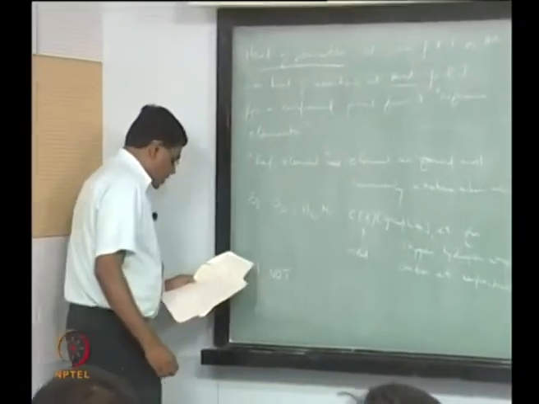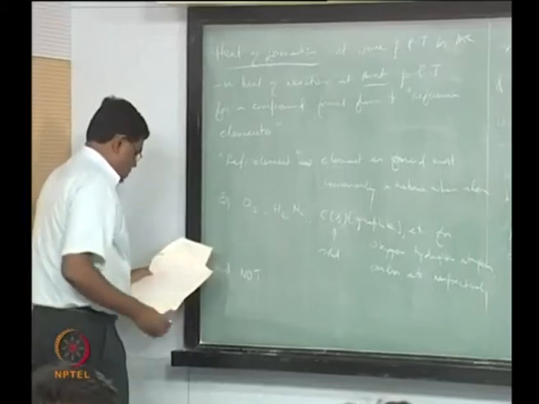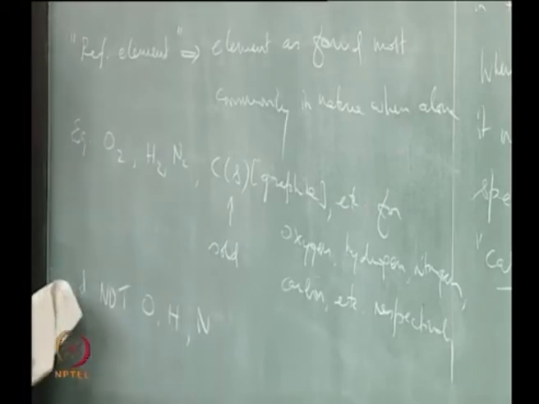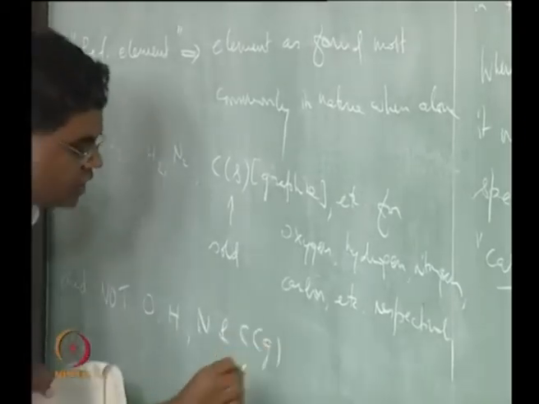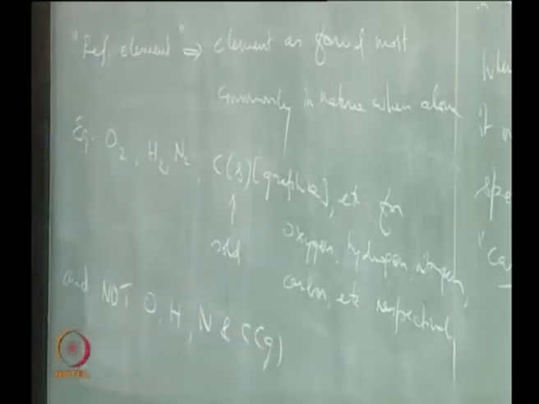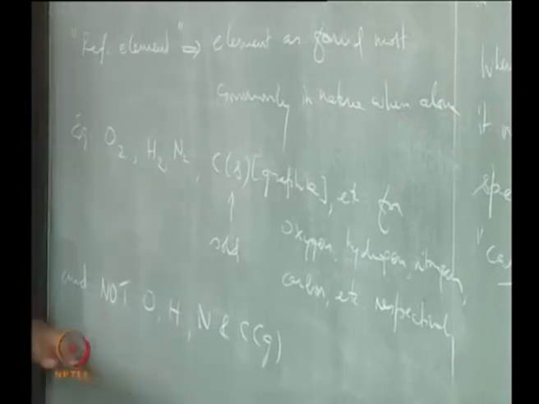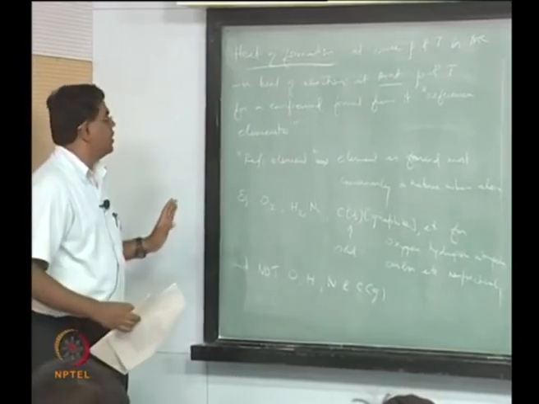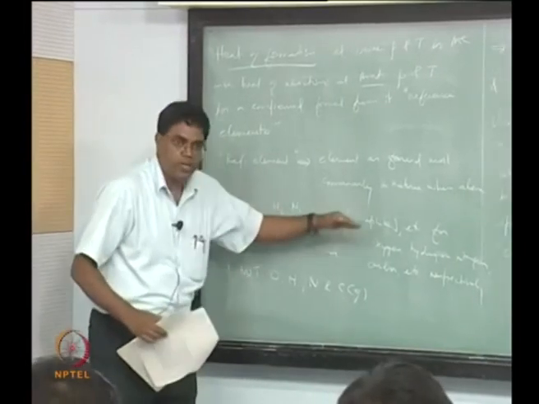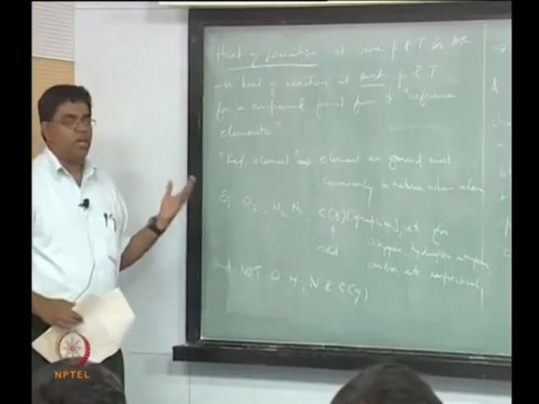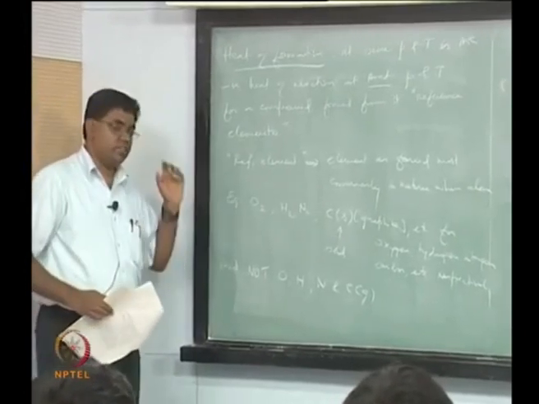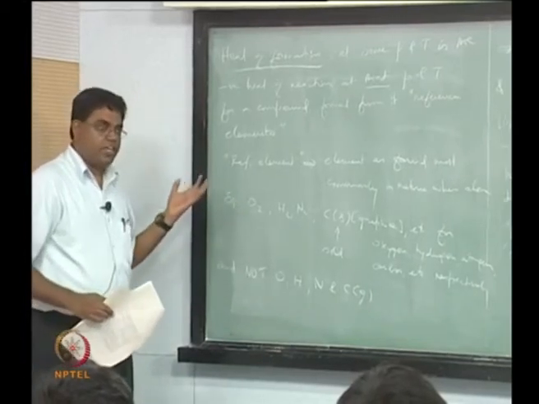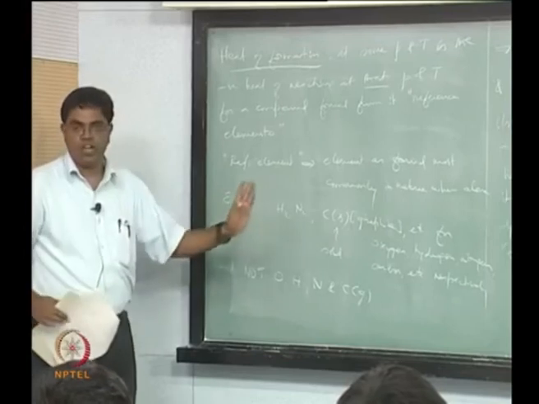So not is O, H, N, and let's say carbon in gaseous form. You try to vaporize carbon, get it up to very high temperatures or something, and then look at the carbon. That is not considered a reference element. We're looking at carbon in a solid form, graphite. And since we started out with the assumption that we're looking for reactions between gases, gas is by default the state for most of the reactants that we're looking at.